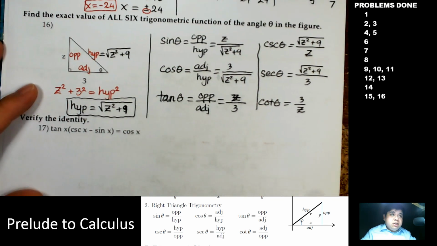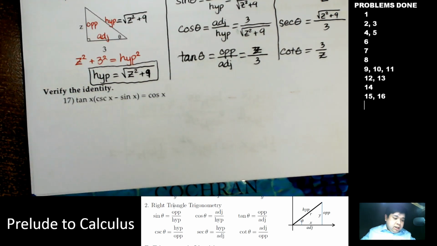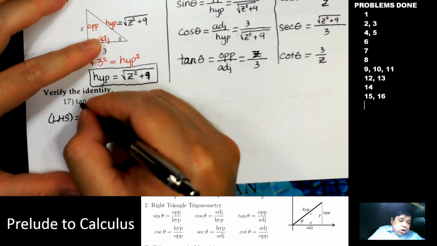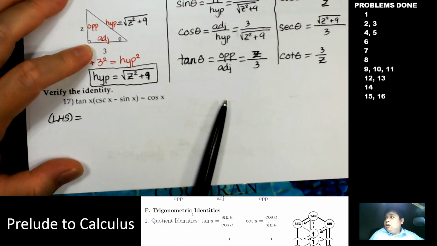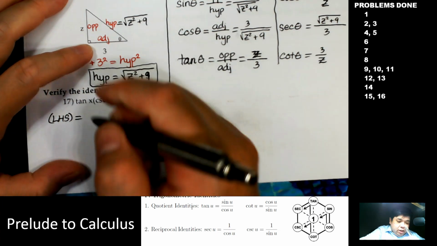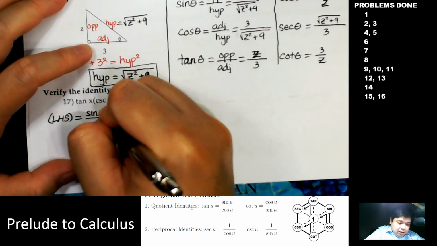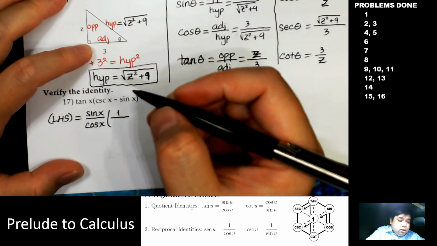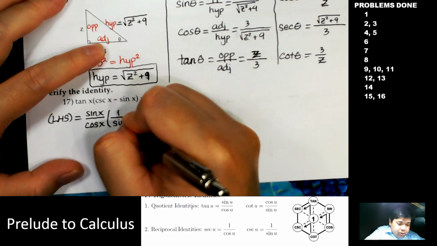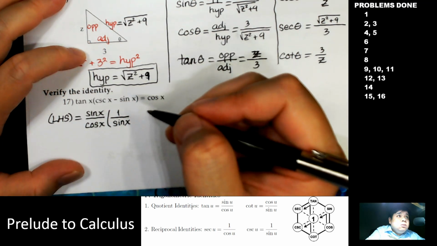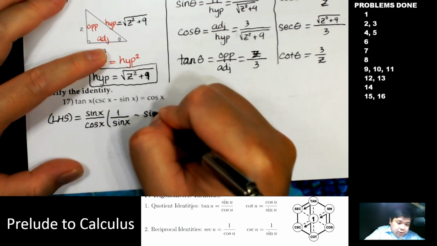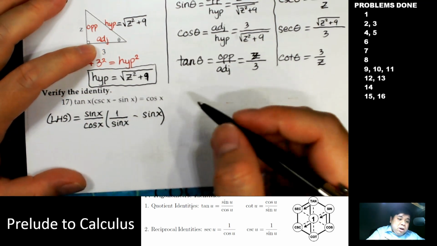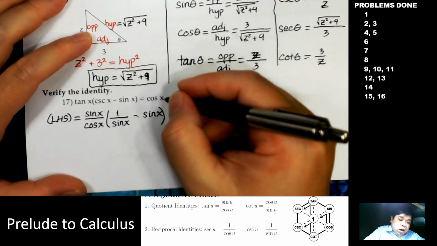Right, now we will simplify this. 17. So we start with the left hand side. Left hand side equal to, we start with tangent, which is sine over cosine. Cosecant, 1 over sine. And minus sine. Right, so that is the left hand side. I just rewrite that.